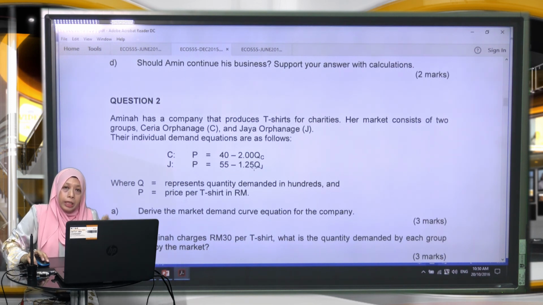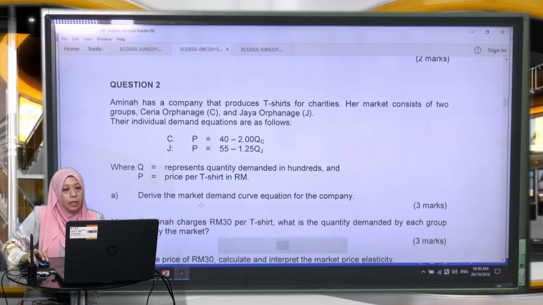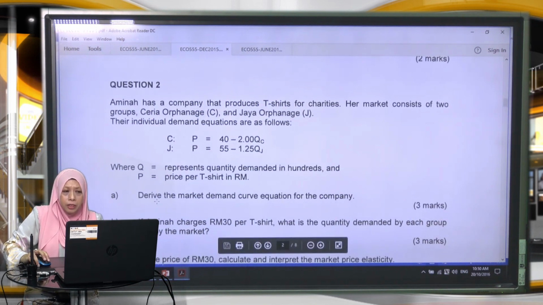Okay, but when it comes to calculation, you just take it as it is. Yeah. Alright, so let's look at the first question. Now the first question wants you to derive the market demand curve equation for the company.